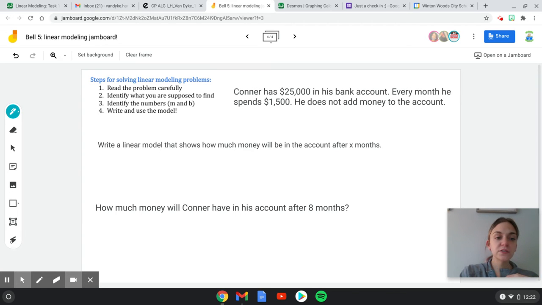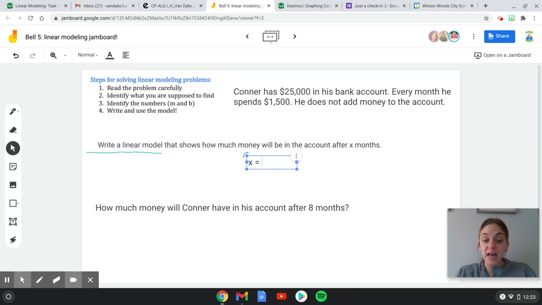So our first question is to write a linear model that shows how much money will be in the account after X months. So when it says X months, the problem is just telling us that X equals number of months, which will help us later. And then the next question is asking how much will he have in his account after 8 months?